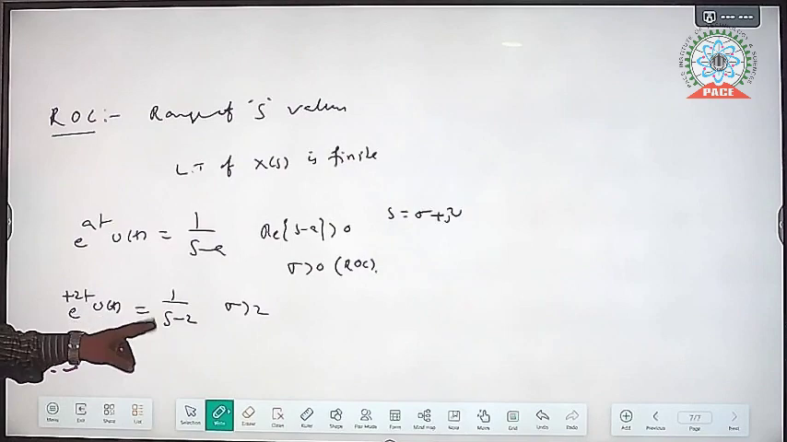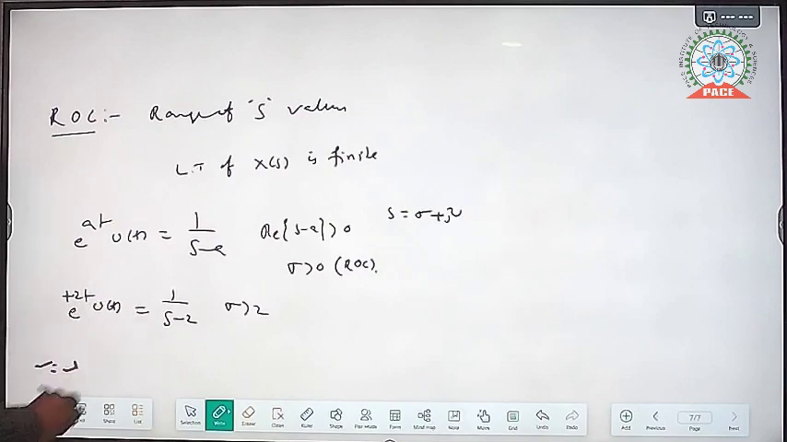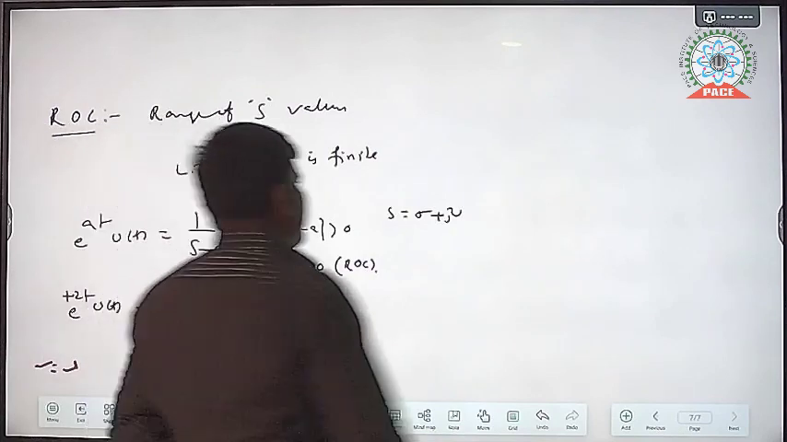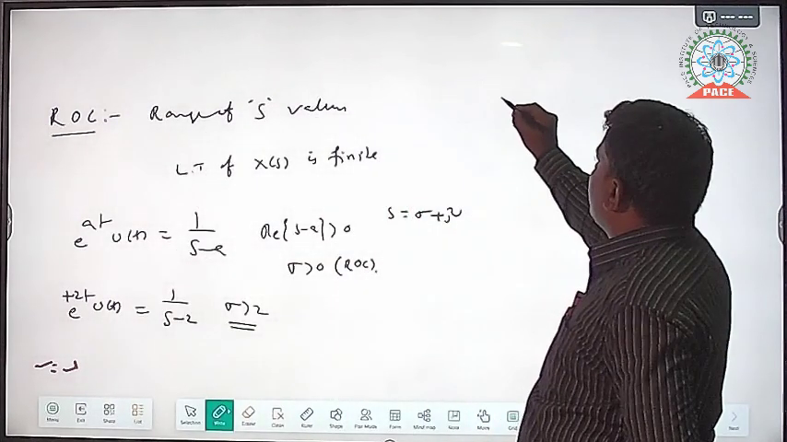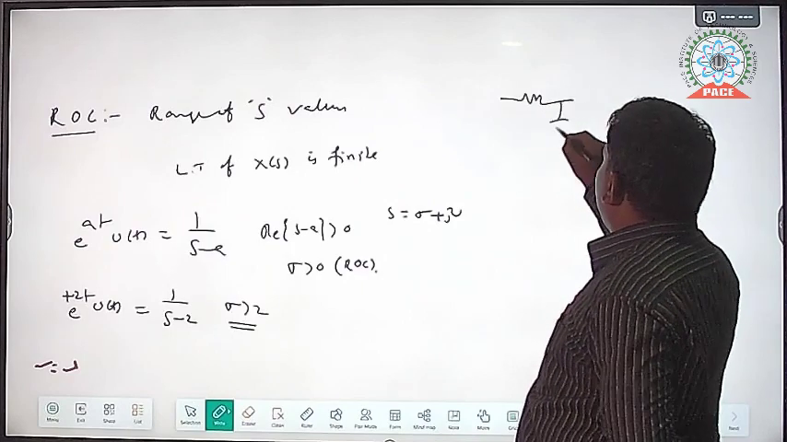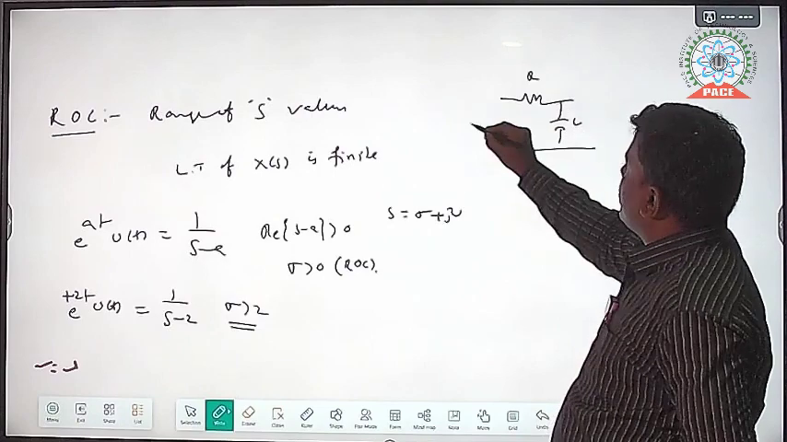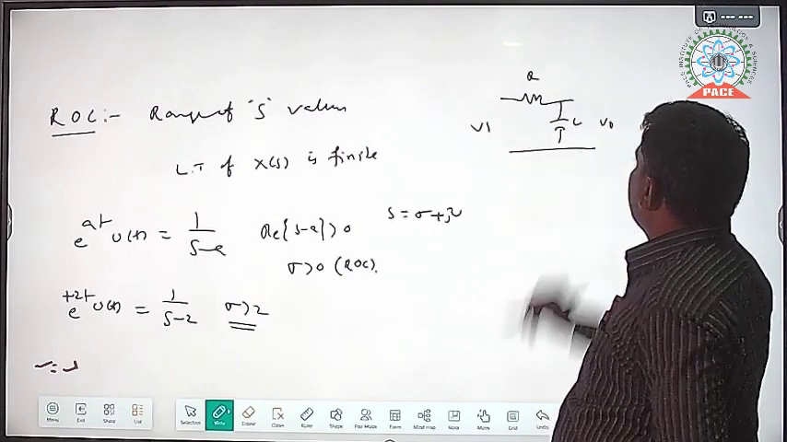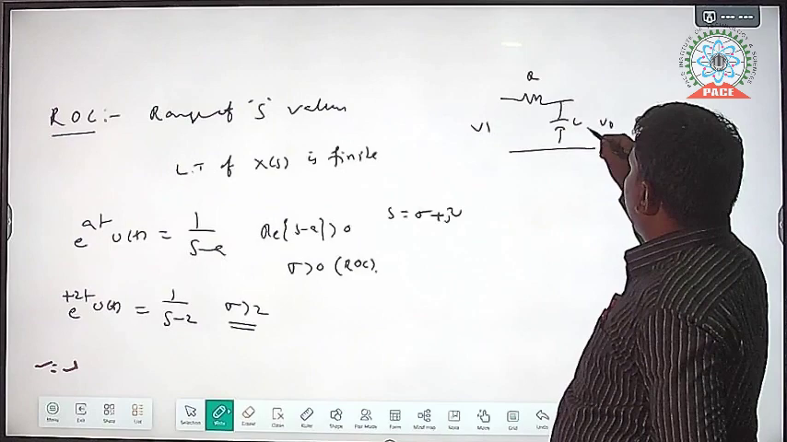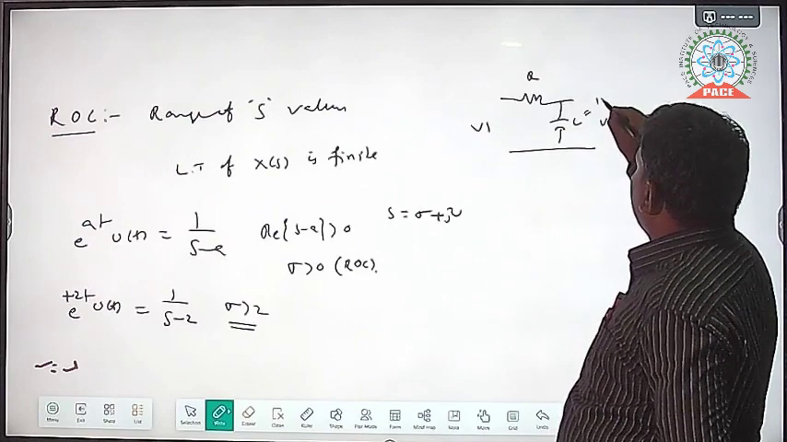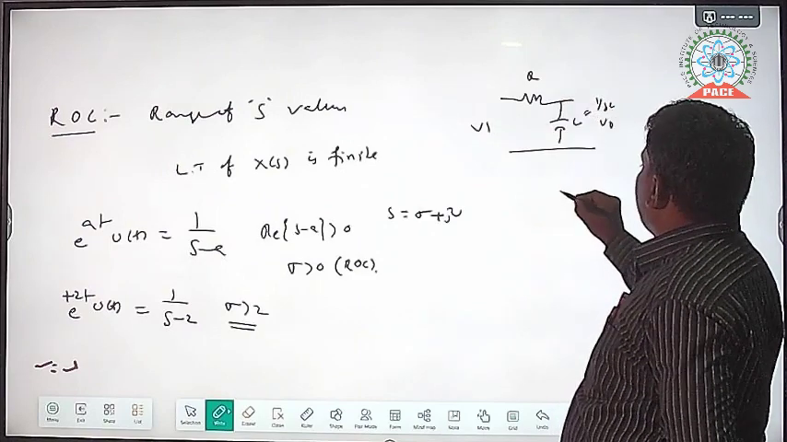Next, Laplace transform applications. Generally, Laplace transforms are used to find analog filters. Suppose you consider this RC circuit. This is the input voltage, this is the output voltage. In the S domain, C is considered as 1 by SC, and this is the R. So V naught equals VI into 1 by SC by R plus 1 by SC.